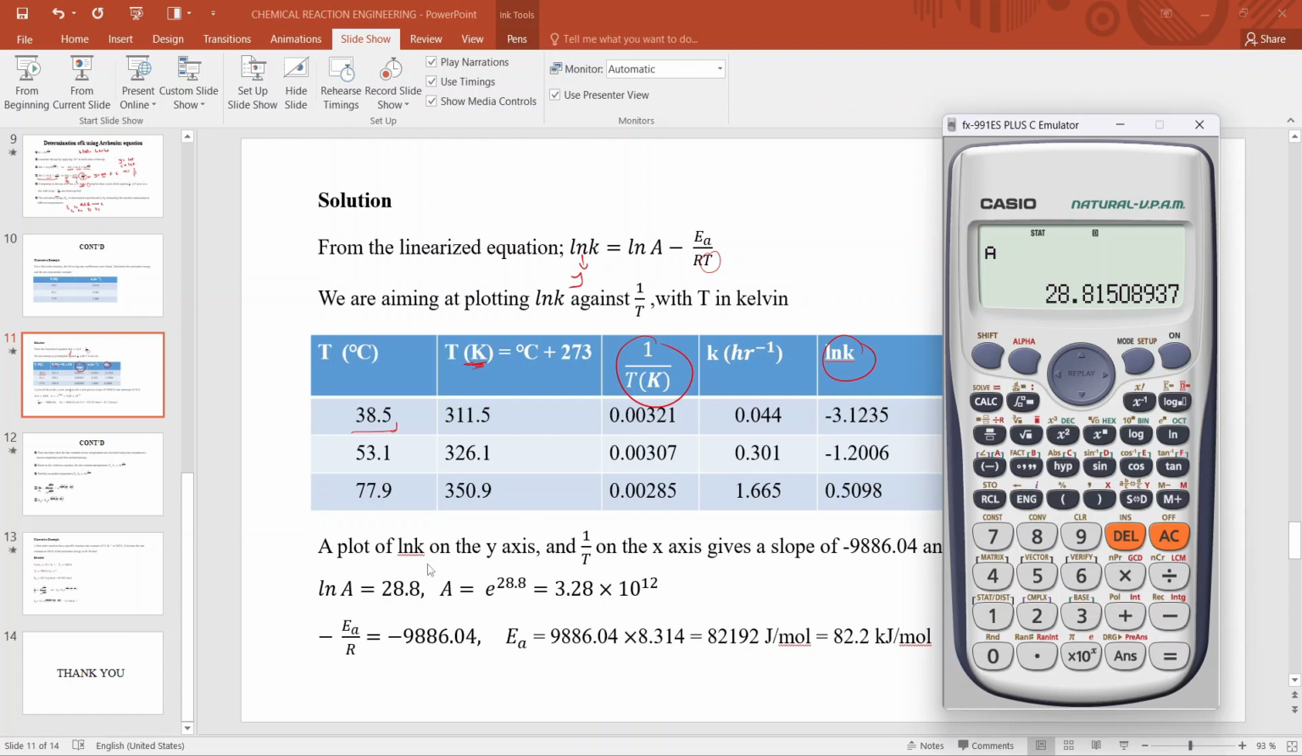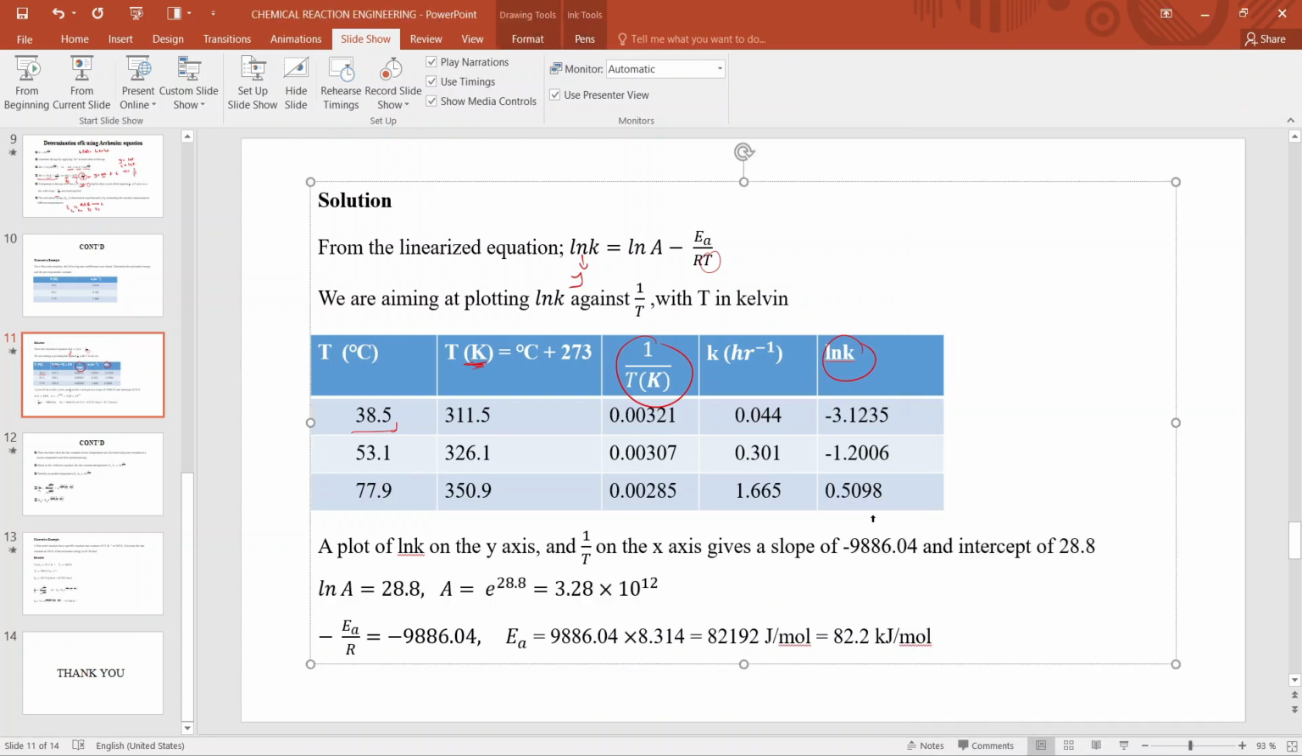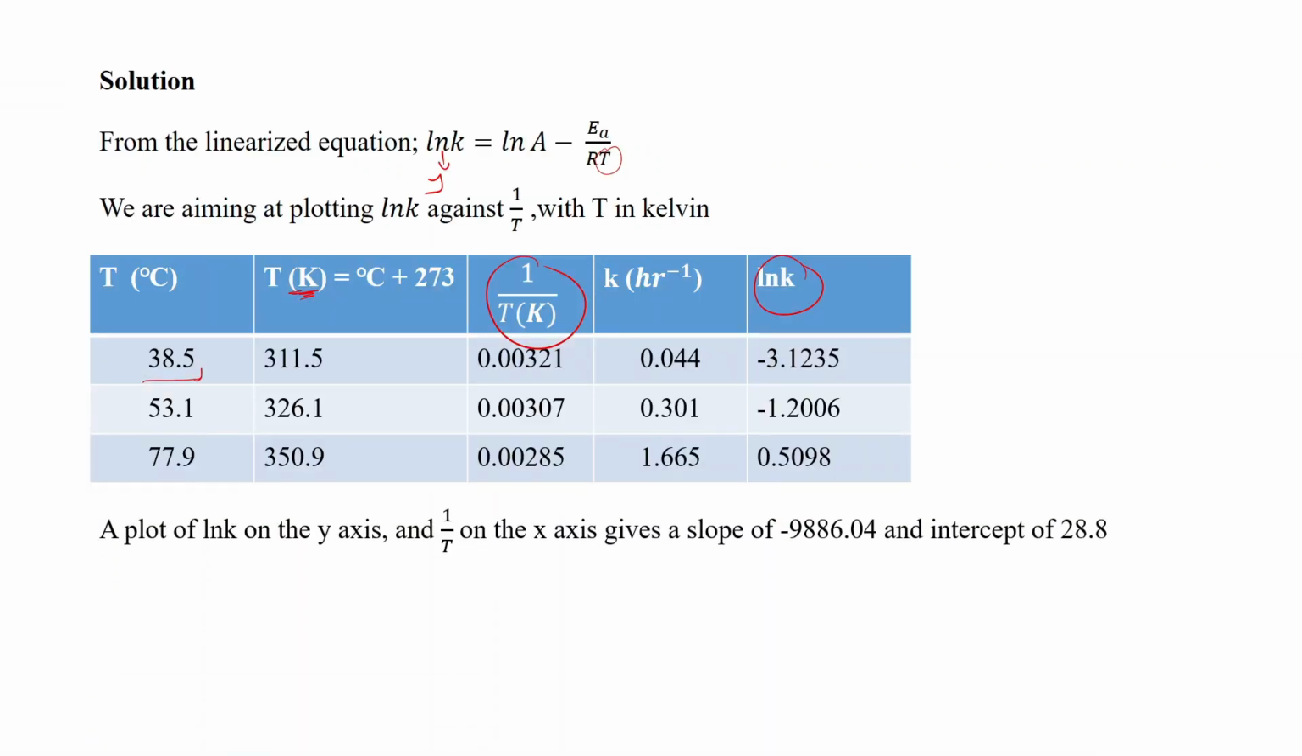And that's what we had here, 28.8. And then we do the same to find our slope. Shift plus 1, go to regression, and then 2, and then we get our slope. So our slope is negative 9886, and that's what we had here. So a plot of ln K on the y-axis and 1 over T on the x-axis gives a slope of negative 9886.04, as we had, and then our intercept as this.